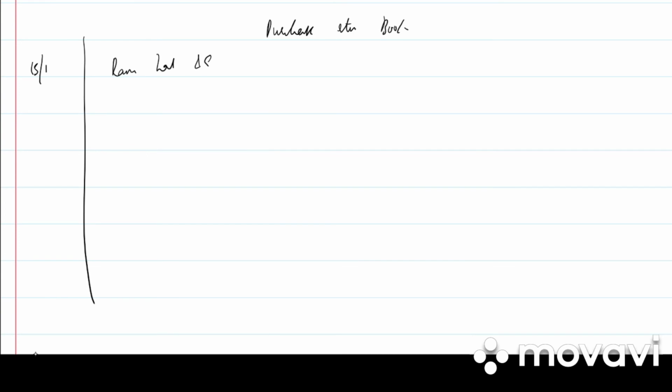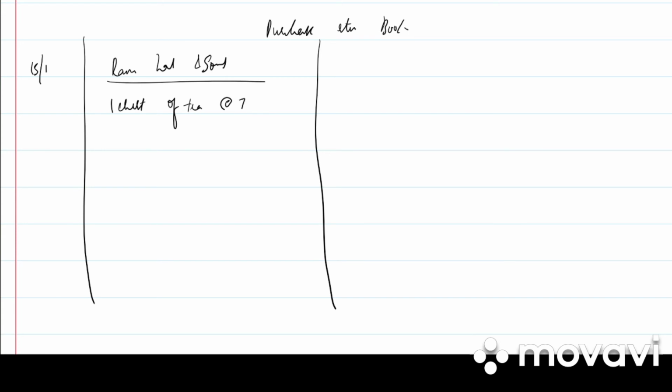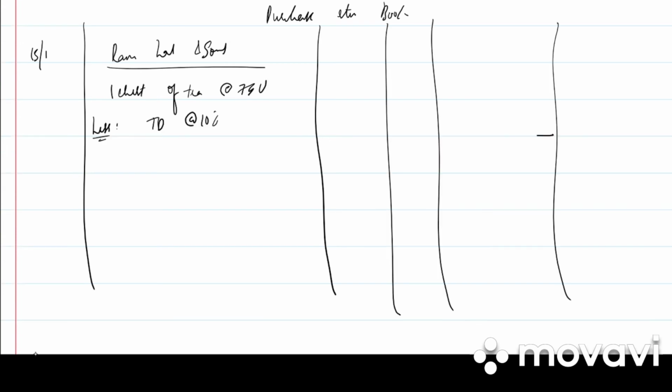After this we have purchase return book. Write down. Purchase return book. Format remains the same. On 15 Jan we have Ram Lal and Sons. Instead of invoice number we have debit note number. 1 chest of tea at 720 each. So 720 minus 72 we get 648.